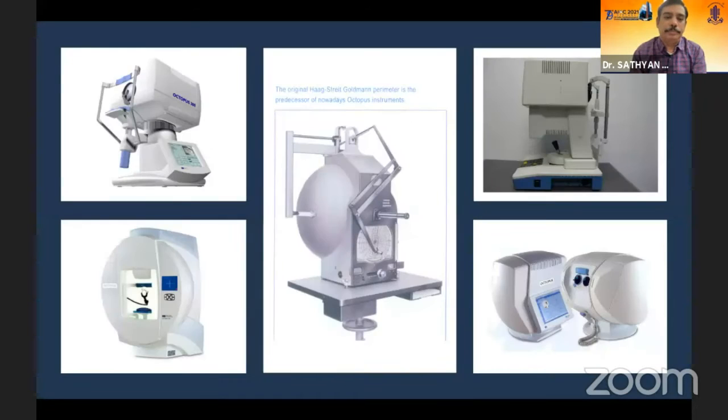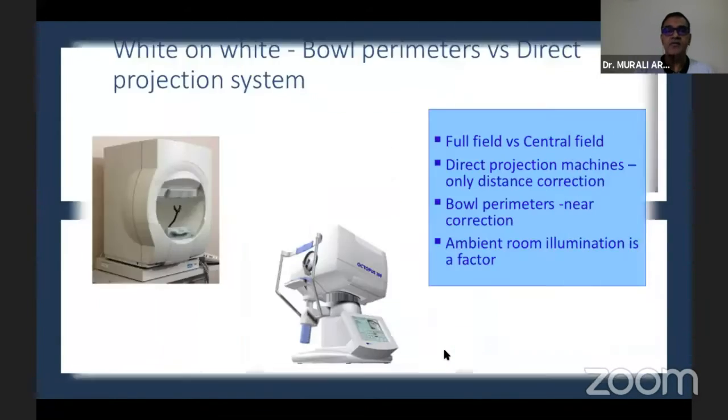Yeah. So multiple Octopus perimeters have been present over the last, say, 20, 30 years. And all of them have actually evolved from the predecessor of the original perimeter, the Goldman, as you can see in the center. The 123 is in the upper right. Then you have the 300 series, and you have the 900, and you also have the 600. So you have a wide array of models to choose from.